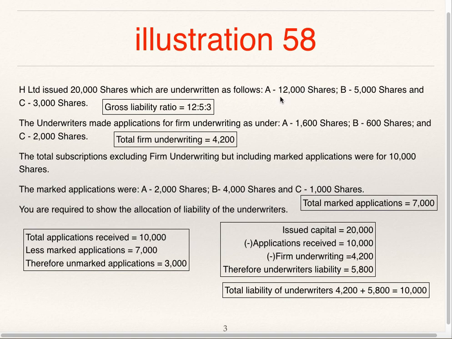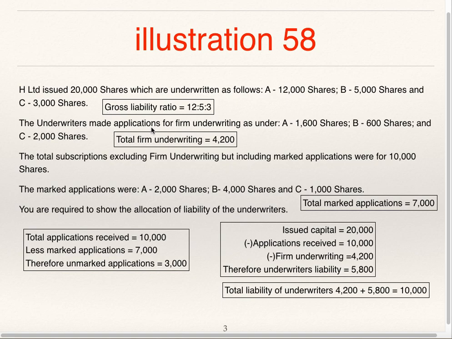Now this is nothing but the gross liability of underwriters. So gross liability ratio is 12,000 is to 5,000 is to 3,000, which is nothing but 12 is to 5 is to 3. The gross liability ratio is nothing but the ratio of number of shares underwritten by them.